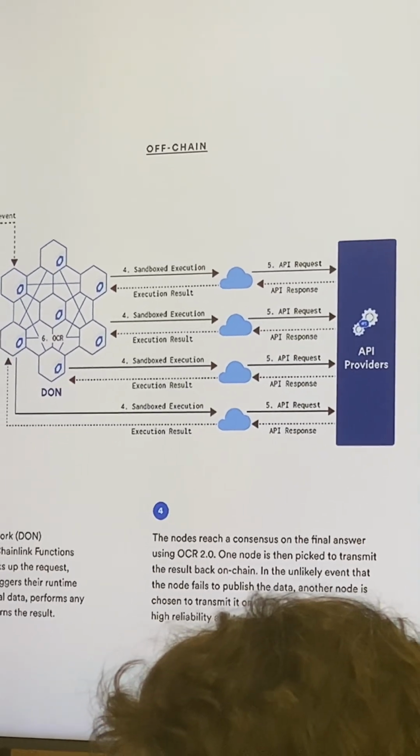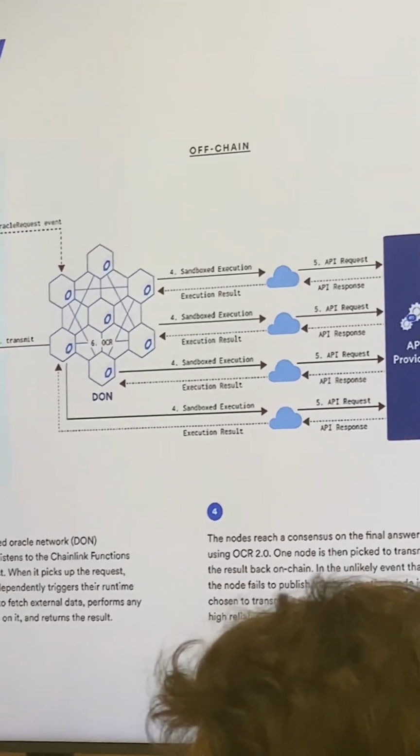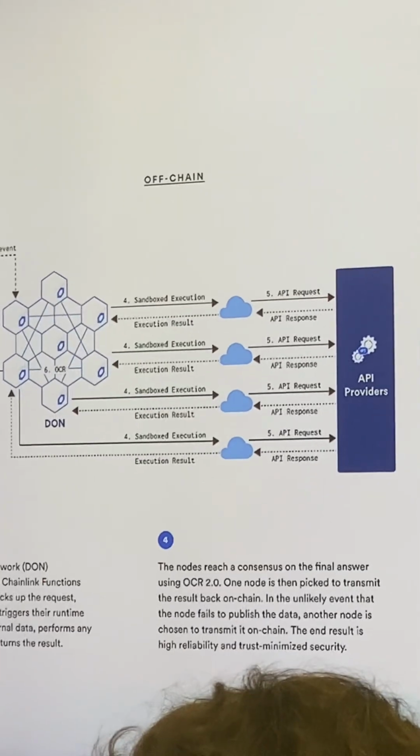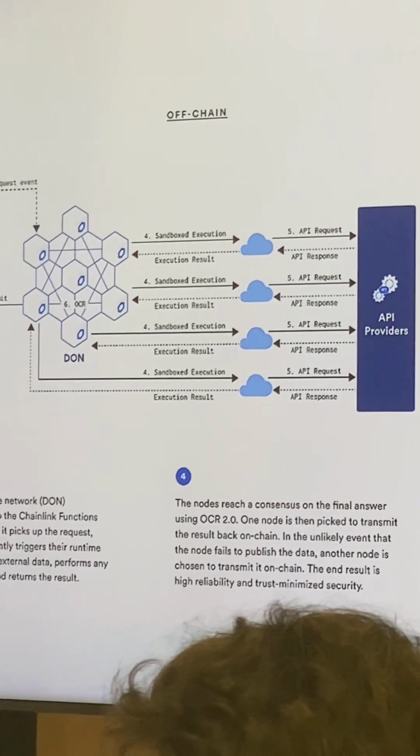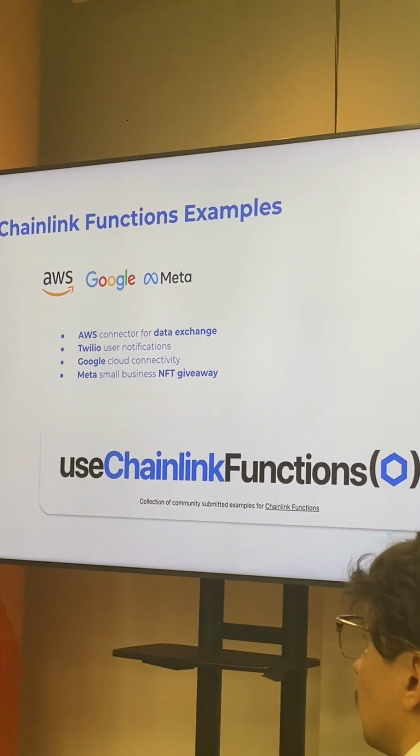And after everything is done, they will, like before, talk to each other and aggregate the data and just feed this back to the on-chain smart contract. So that is for the Chainlink Functions. And we actually have a website called usechainlinkfunctions.com.